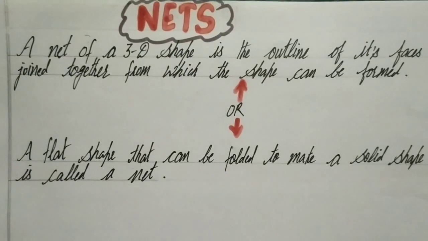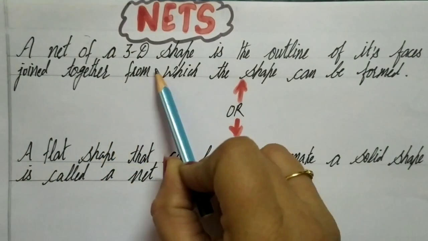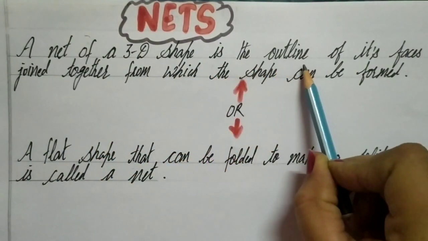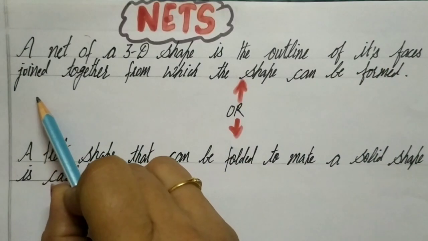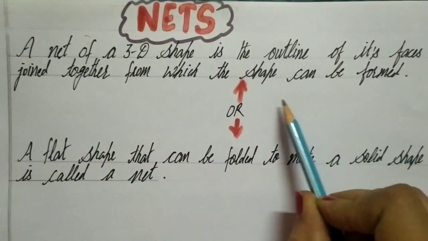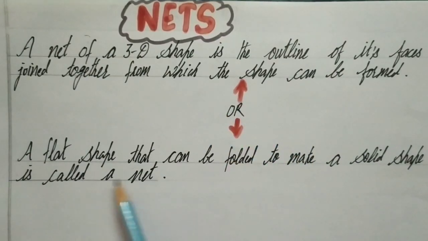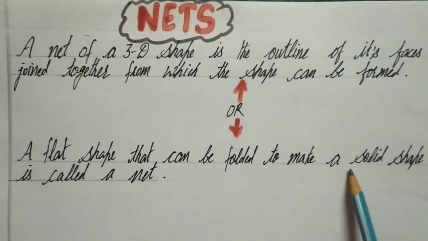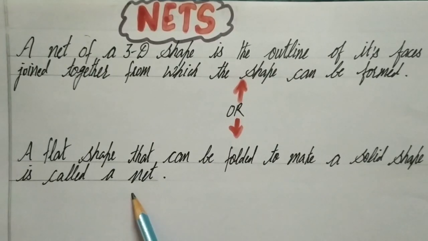Now let's continue our previous chapter, three-dimensional shapes, under which today I'll teach you how to draw nets of solid shapes. Before that, let's discuss nets. What is a net? A net of a 3D shape is the outline of its faces joined together from which the shape can be formed. In other words, a flat shape that can be folded to make a solid shape is called a net.